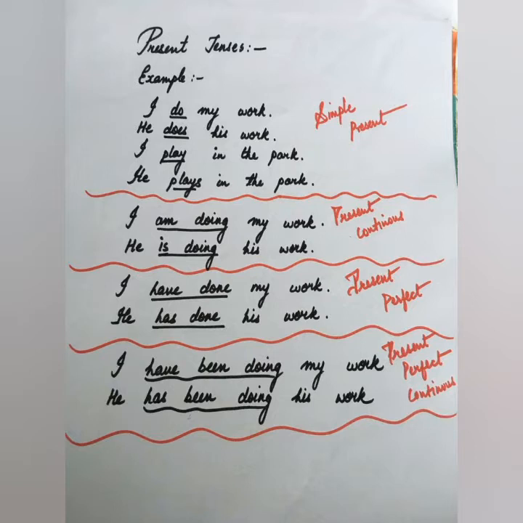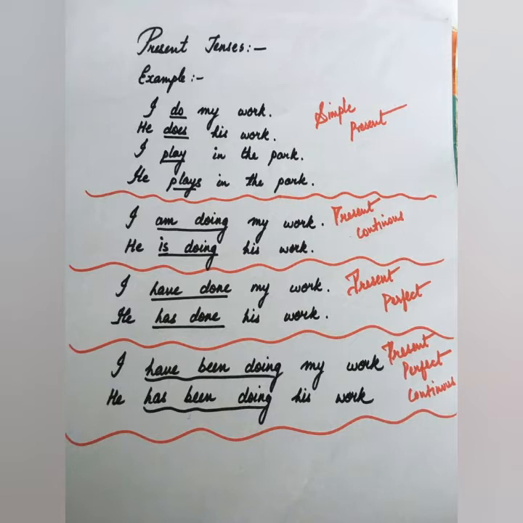Do is used with I, does is used with he, play is used with I, and plays is used with he. That's V plus S, V plus ES, and do with plural form and does with singular form. That all rules are applied in these sentences. Okay. Next you have present continuous tense.